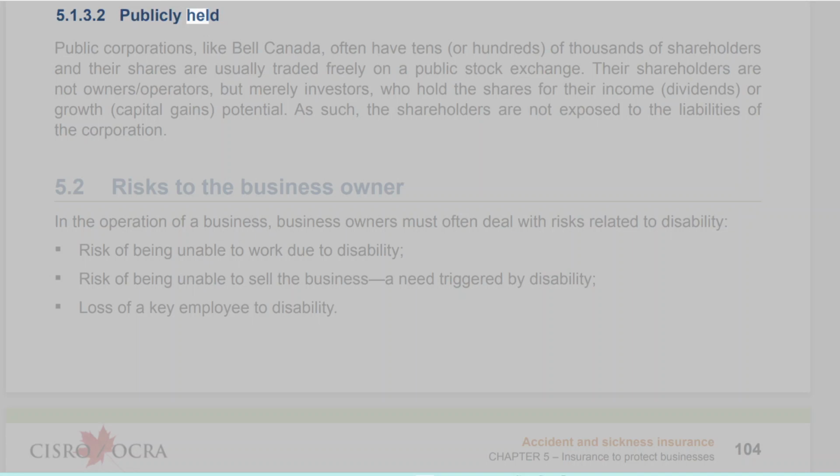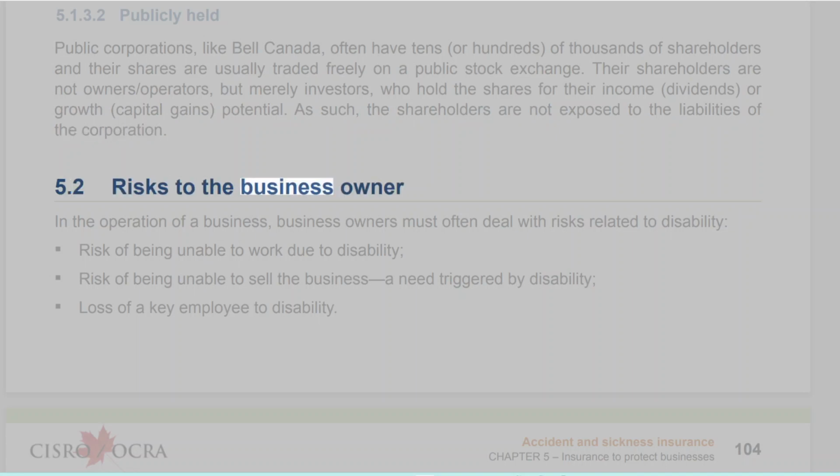5.1.3.2 Publicly held. Public corporations, like Bell Canada, often have tens, or hundreds, of thousands of shareholders, and their shares are usually traded freely on a public stock exchange. Their shareholders are not owners/operators, but merely investors, who hold the shares for their income, dividends, or growth, capital gains, potential. As such, the shareholders are not exposed to the liabilities of the corporation.